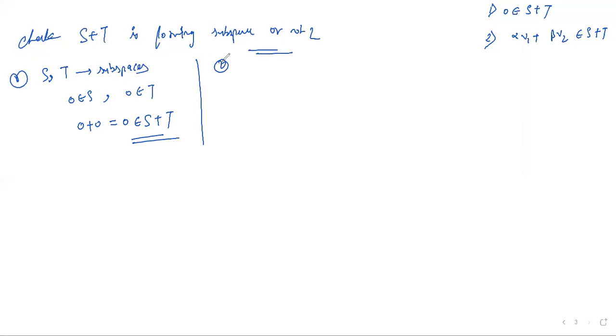Now let's check the other one. Let's say I have defined the v1 vector as u1 plus w1 and v2 as u2 plus w2.